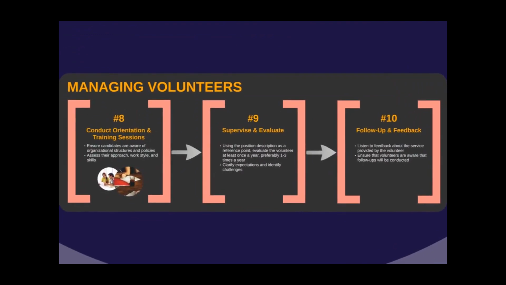Volunteer managers, supervisors, or any staff member in charge of the volunteers should be responsible for the final stage of the 10 steps to screening. This is the stage where your organization will ensure that your volunteer is the right fit for the role.